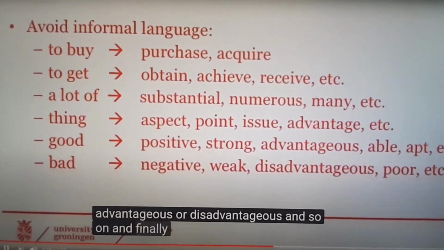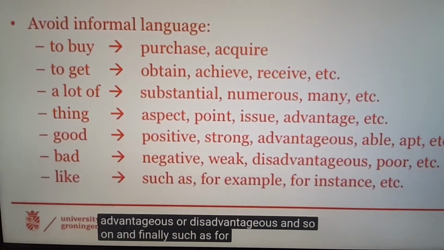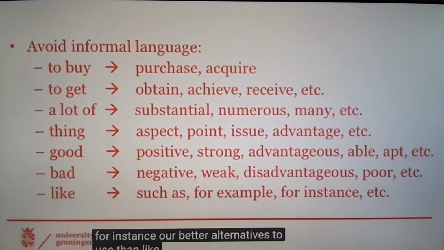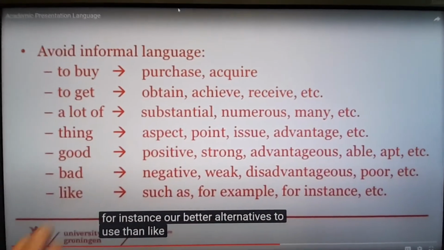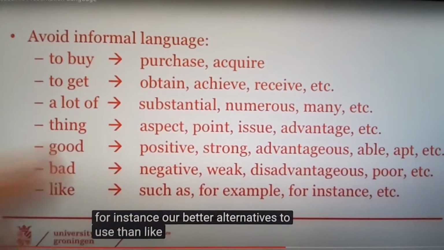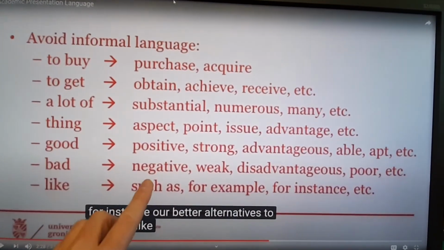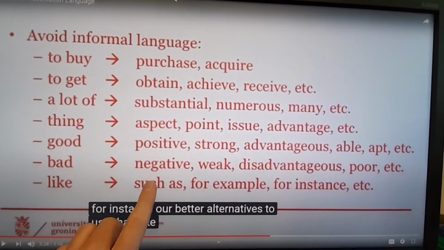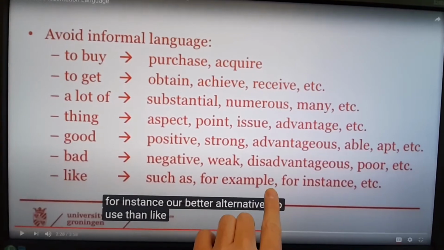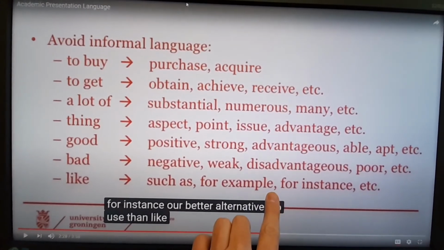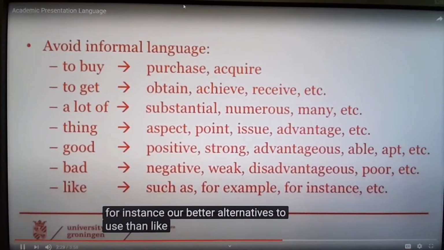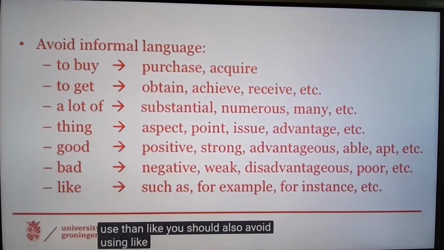And so on. And finally, such as, for example, and for instance are better alternatives to use than like. You can use like, that's great, but if you use it too many times, it becomes repetitive. So if you have an example, say for example, or such as, or for instance. You can alternate between these two phrases. For example, or for instance, they both mean the same thing. You should also avoid using like as a filler.